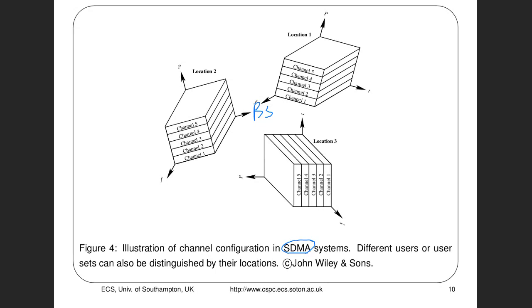This is user 1, user 2, user 3. They transmit signals to the base station from different directions. So if the base station knows that the signals come from different directions, the base station can still differentiate different users.